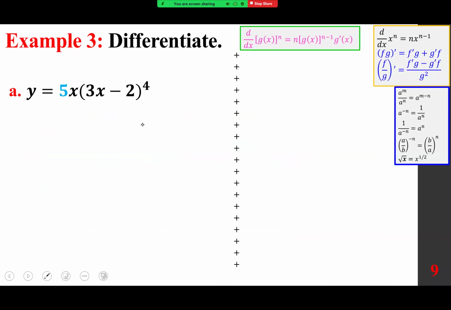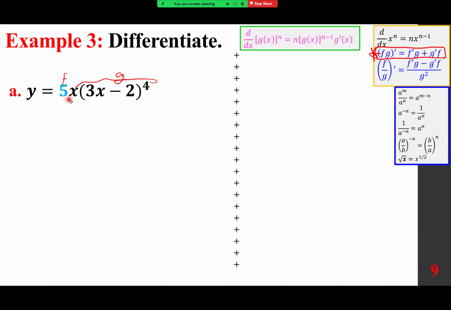We are going to differentiate y equals 5x times (3x minus 2) to the power of 4. I'm going to show you a couple of different ways, but quickly, it is easy to see that it's the product of 5x and (3x minus 2) to the power of 4. That means we are going to use the product rule. So I'm going to call this the f function, and this is the g function. We need to use the product rule.